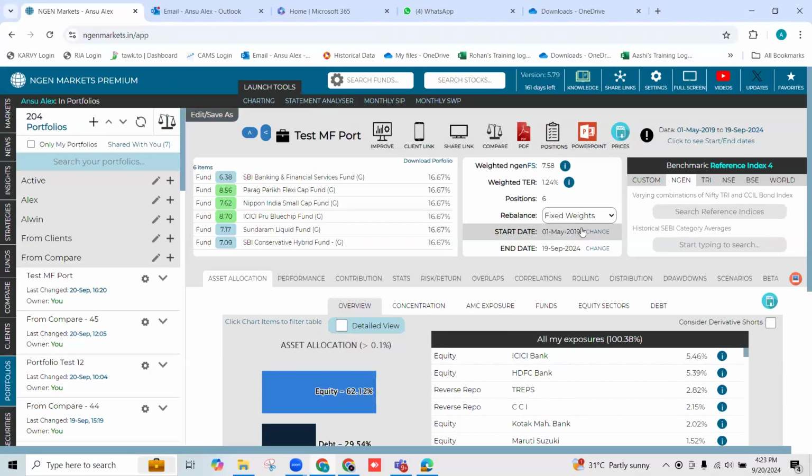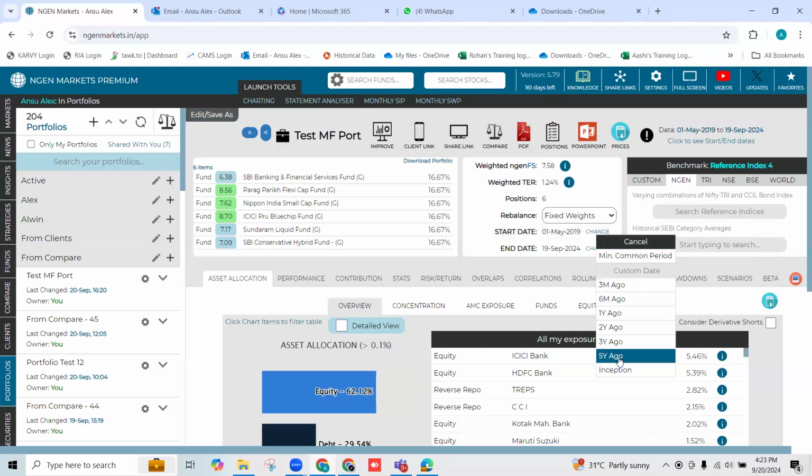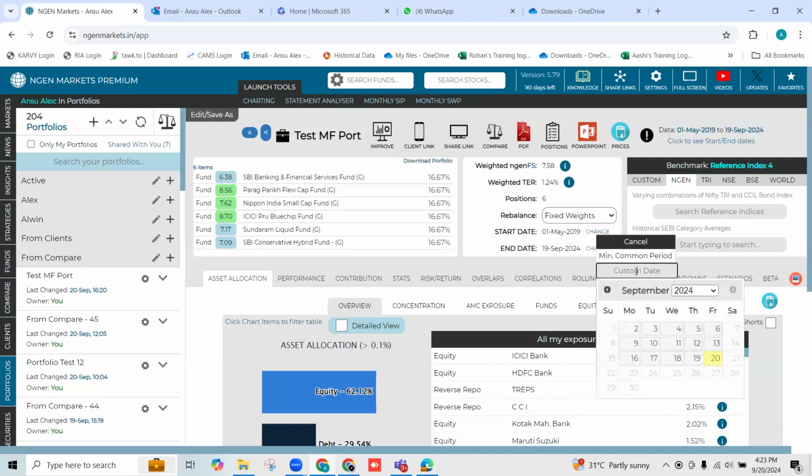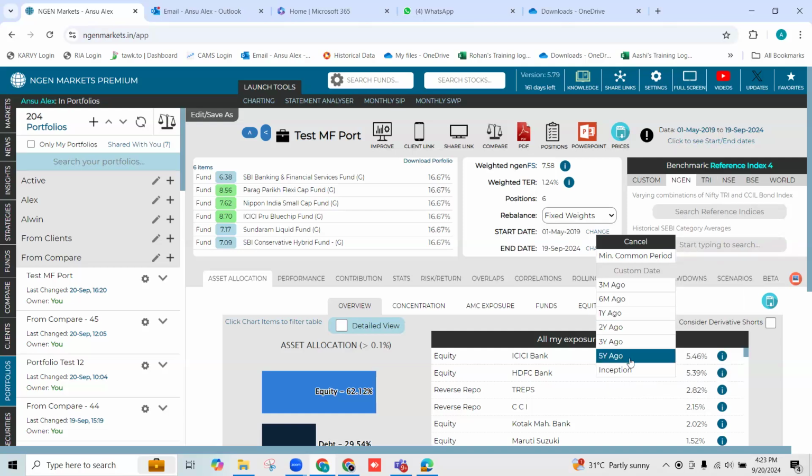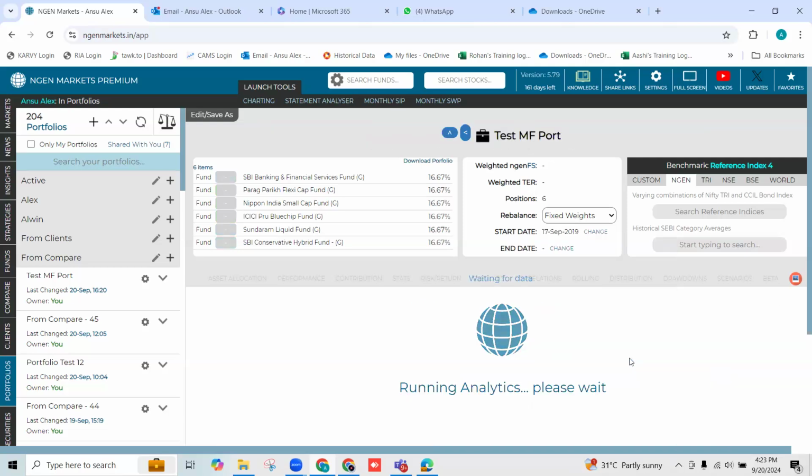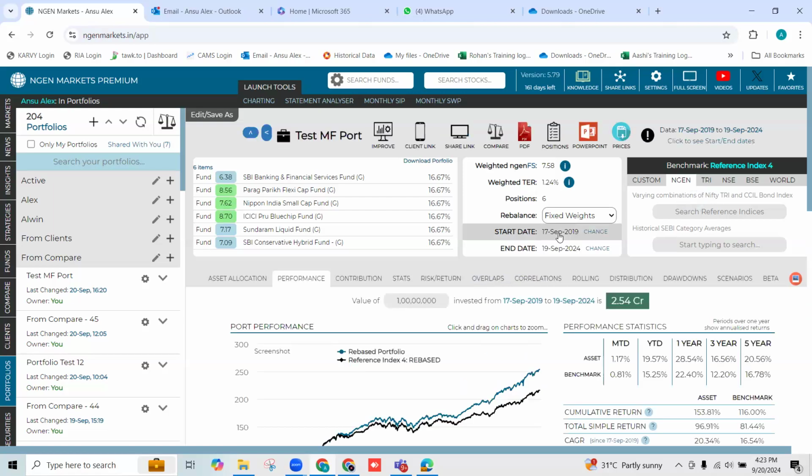And here there's an option called start and end date. Meaning, let's say you want to run the analysis of this portfolio for the past 5 years. You simply click on change and you can go 5 years ago. Let's say you have a custom date in your mind. You could anytime click on this custom date section and input the time period for which you want to run the analysis for this portfolio. For now, I want to run the analysis for the past 5 years, so I'll click on 5 years ago. You see the start date has been automatically picked up to 17th September 2019, and the end date would automatically be the last trading day.